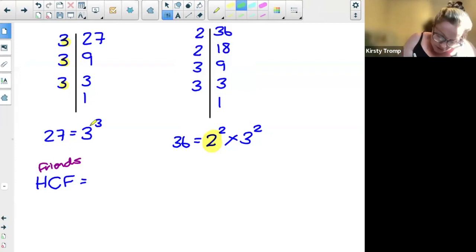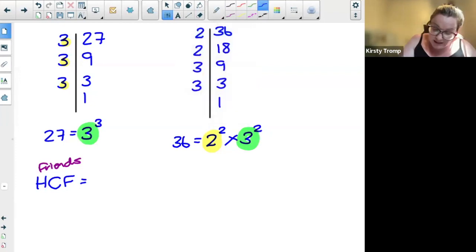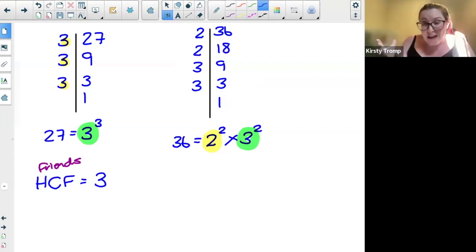I've got a 3 here, and I've got a 3 here. So am I happy to put down 3's? Yes, because we are friends, and we don't want to embarrass our friends. We want to be the same. In these 3's, I've got 3 to the 2. In these 3's, I've got 3 to the 3. Do you want to embarrass your friend and be like, look, I've got more than you do? No, you want to be the same. So we're going to stick with the lower 3's, and we're going to say 3 to the 2. 3 to the 2 is the same as saying 9.